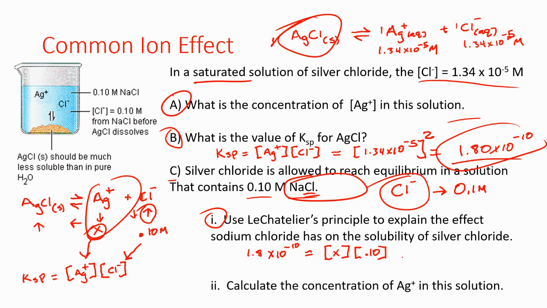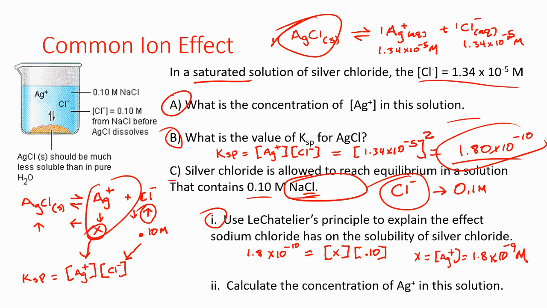Okay? If you do your math on that, it's not too hard, but let's do it. If I take 1.8 times 10 to the minus 10, and I divide it by 0.1, I get a very, very small number. I get 1.8 times 10 to the minus 9, right? That's X. X is Ag plus. And Ag plus is now 1.8 times 10 to the minus 9 molar. That is a tiny number.